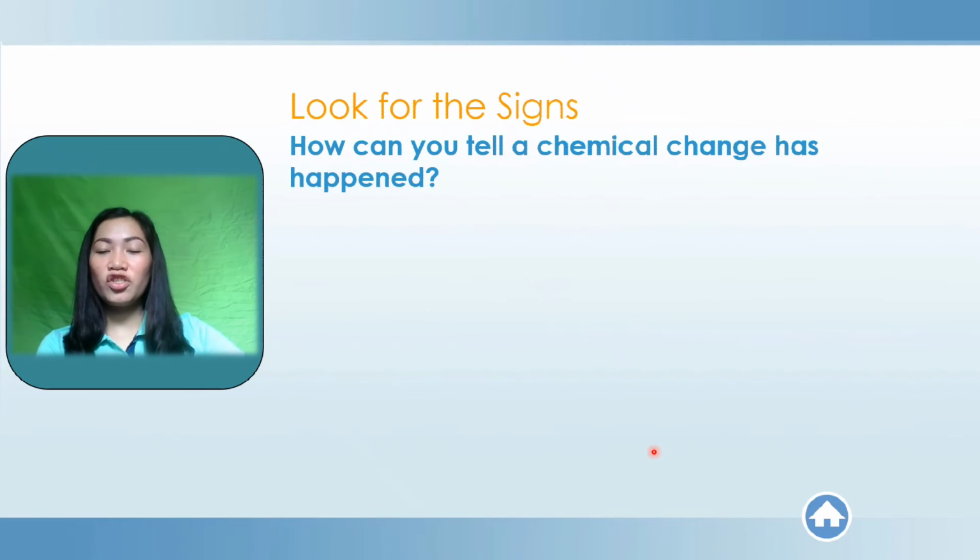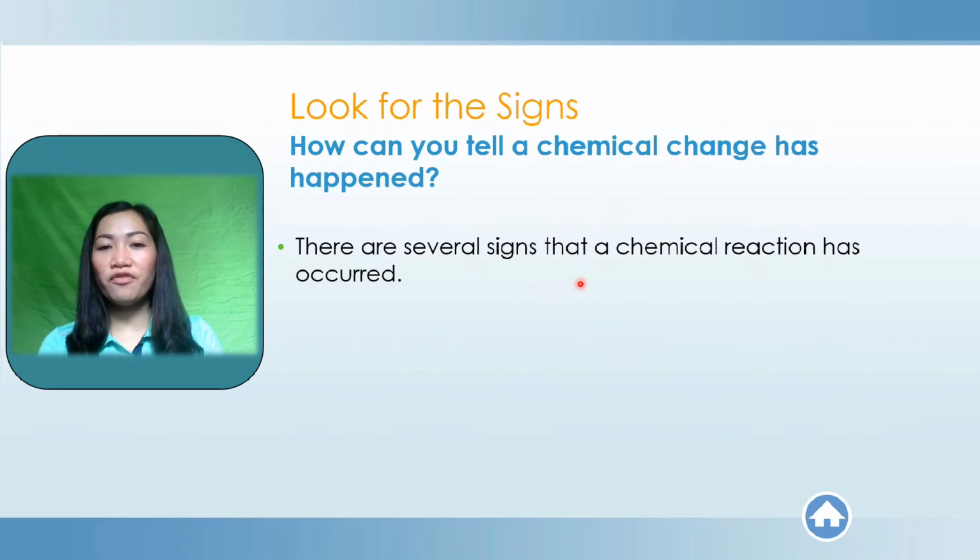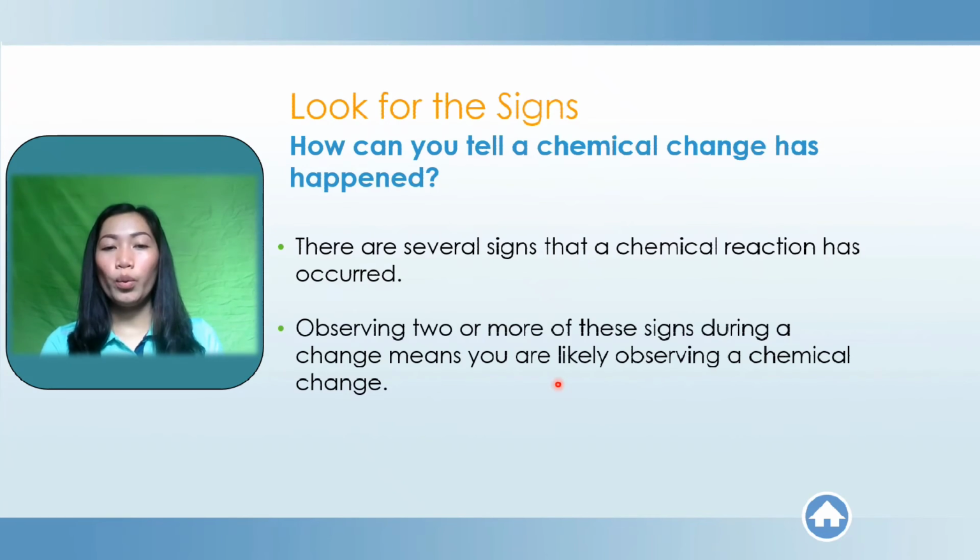And now let's look at the signs. Why does a chemical change happen? First, there are several signs that a chemical reaction has occurred. Two or more signs during a change means you are likely observing a chemical change. If you observe two or more signs, meaning there is a chemical reaction and chemical change.